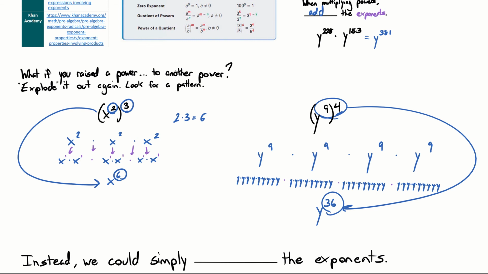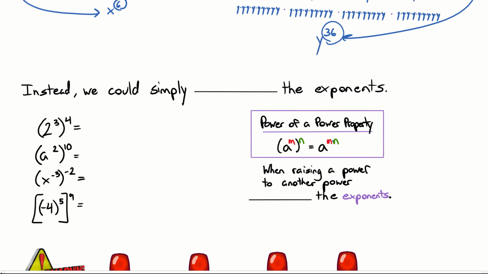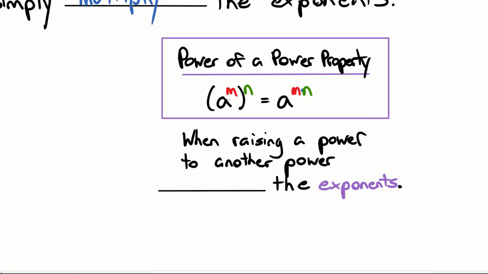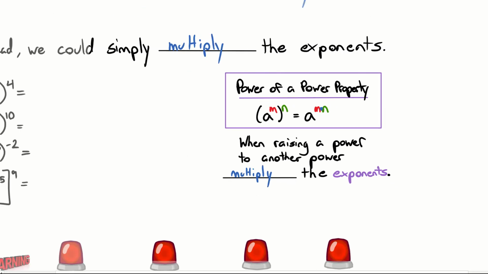You see, what you're seeing here, folks, is the next property. Instead, we could simply, as we just saw, multiply the exponents. The power of a power property is just that. If you have a to the m, and that thing is raised to the n, well, that's a to the m times n. In other words, when raising a power to a power, multiply the exponents. Before we were adding them, now we're multiplying them.